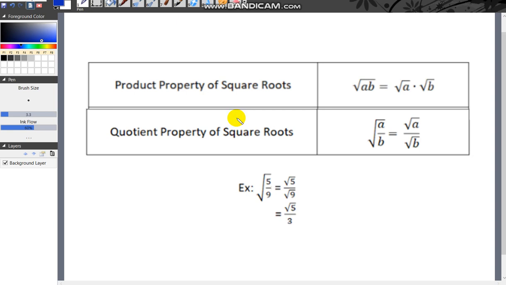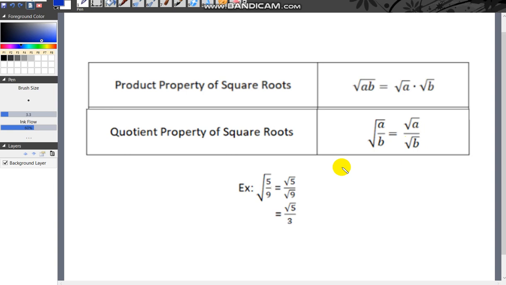Hello. Alright, so the purpose of this video is to show you how this quotient property of square roots rule works. We'll use the product property in some shape or form, but basically we're going to focus on the quotient property. The quotient property says the square root of some sort of fraction is going to equal the square root of the numerator divided by the square root of the denominator.